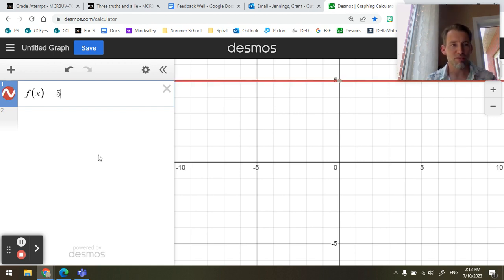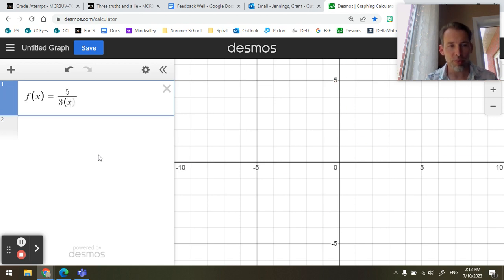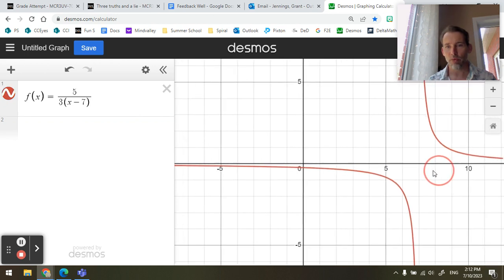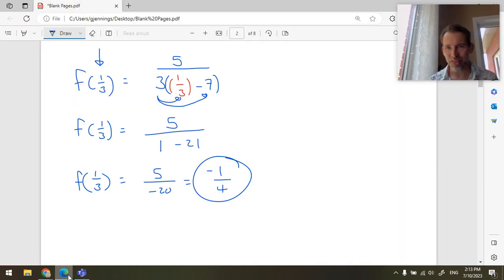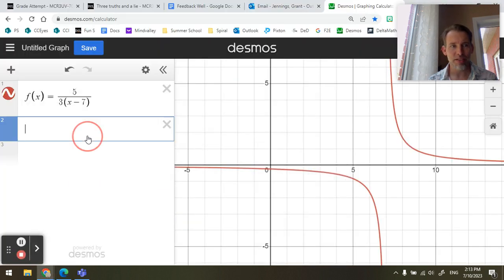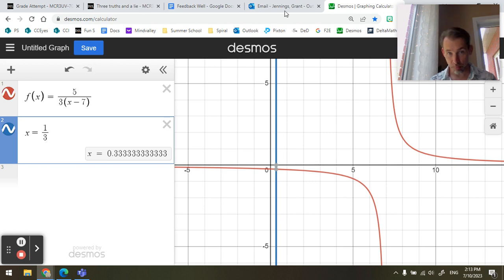So this was, what did I say? 5 over 3 multiplied by x minus 7 in the bracket. There we go. Now we wanted to know f at 1/3. Is that right? Yeah, f at 1/3. Okay, so to see that, let's let x equal 1 over 3. And that gives us all the places where x is 1 over 3. And look at that. Negative 1/4. Negative 1/4 is correct. So we're very happy. Very, very happy.